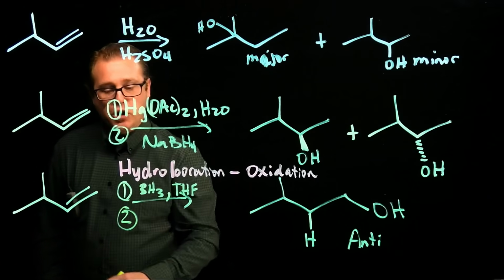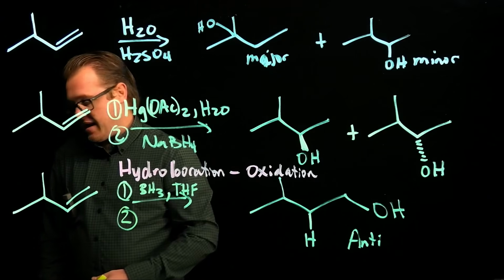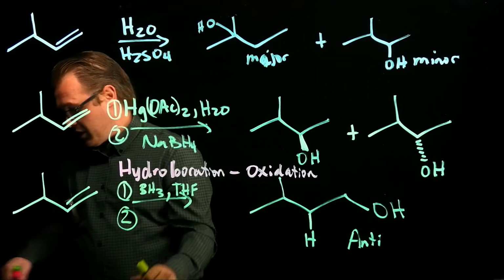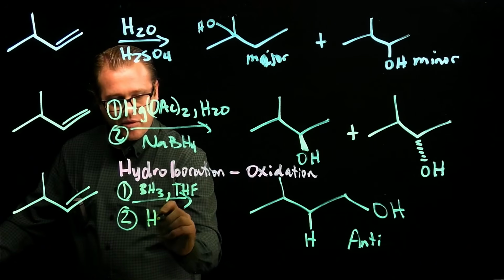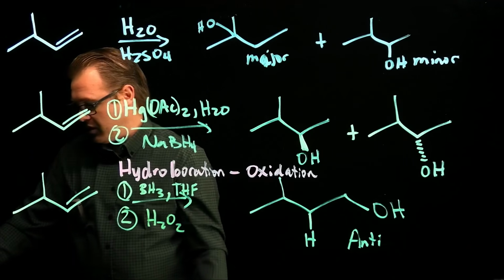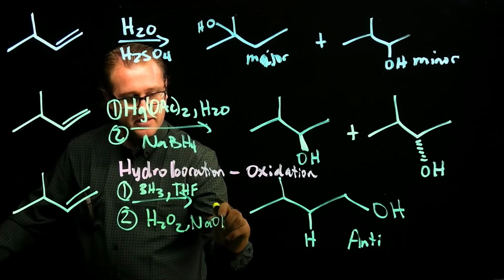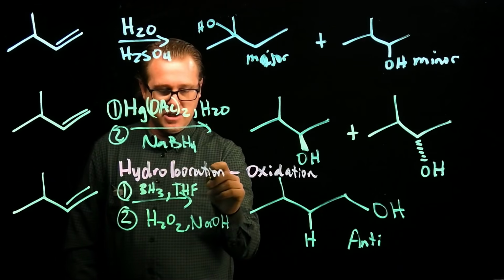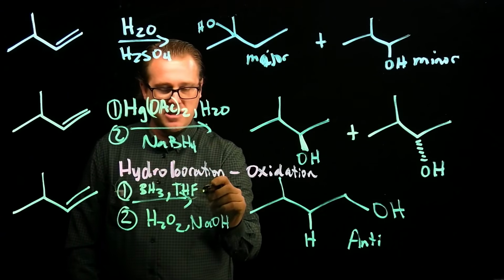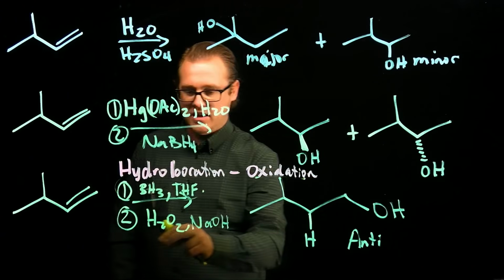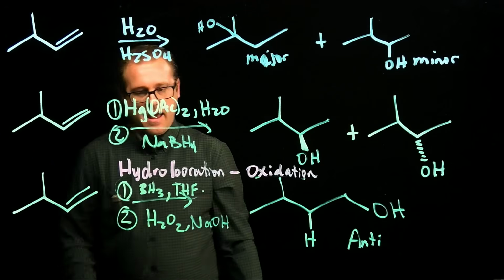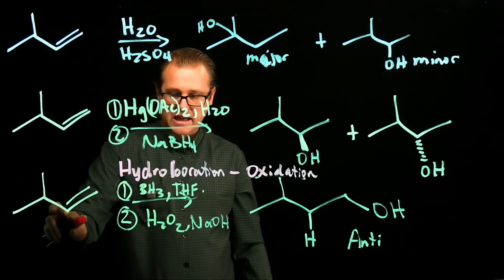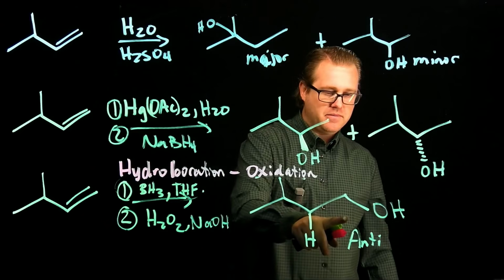And then 2, the second step is the oxidation step. And the way you're going to do this oxidation is with peroxide, H2O2, and some base. So the hydroboration is the first reaction, and then the oxidation is the second reaction. And you have to do both of these reactions in order to convert this alkene into this alcohol.